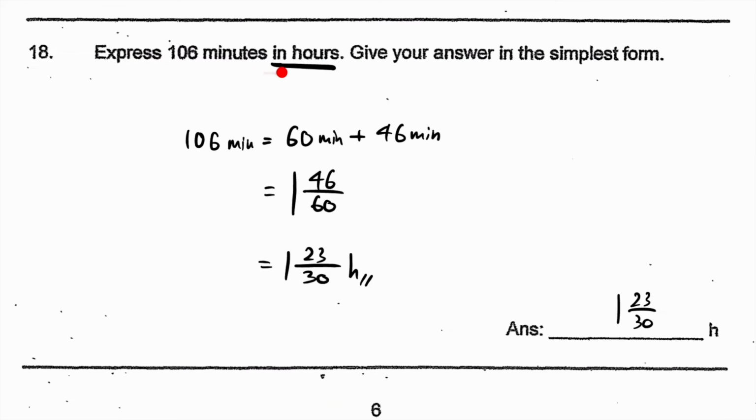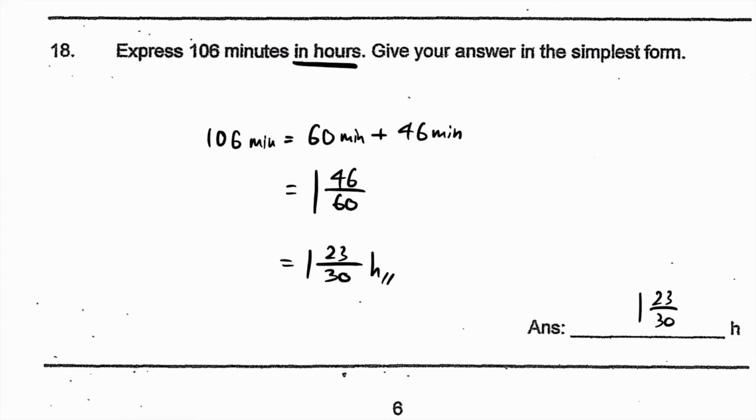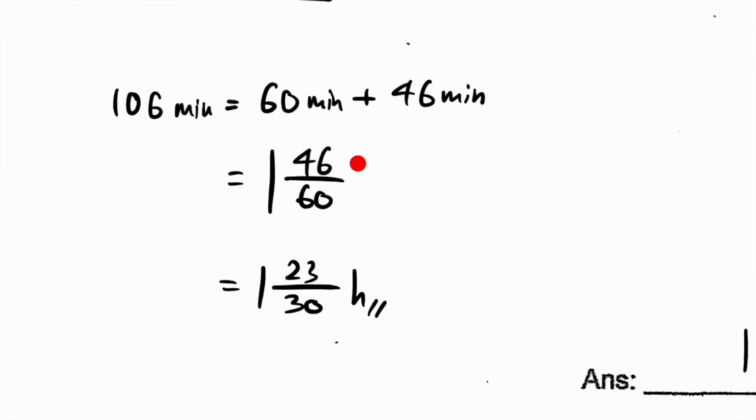Express 106 minutes in hours. I do this as special requirements. Okay, so how many 60s are there? Well, the way I do it is this way. Okay, so 106 is made out of 60 and 46. Well, this represents 1 hour. This is 46 out of 60 minutes. Convert this to the simplest form. Okay, divided by 2, and therefore this is the answer.